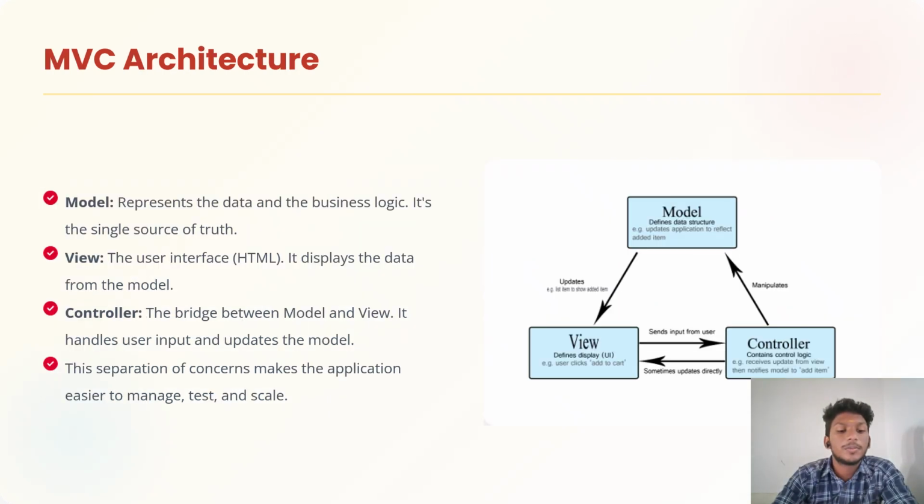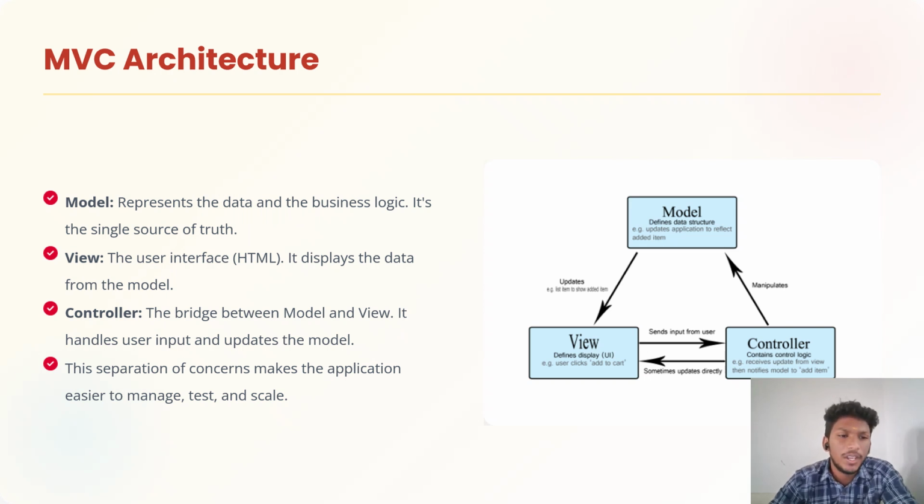One of the core concepts of AngularJS is the MVC architecture, as you can see in the diagram. MVC stands for Model, View, and Controller. The model represents our data and business logic. It is a single source of the data for the application. The view is simply the user's interface, or the HTML that the user sees. The controller acts as the bridge. It handles our input and updates the model. By separating the application into three parts, it makes our code much easier to manage, test, and scale.